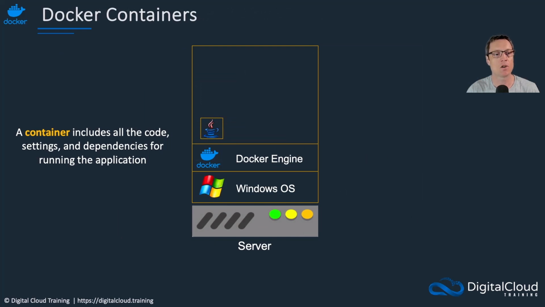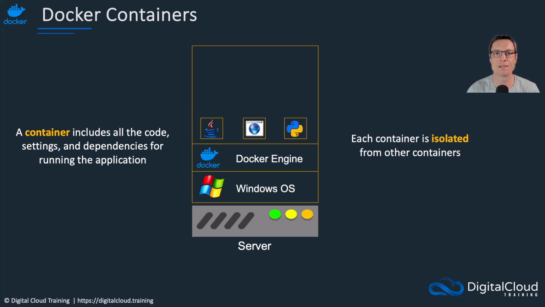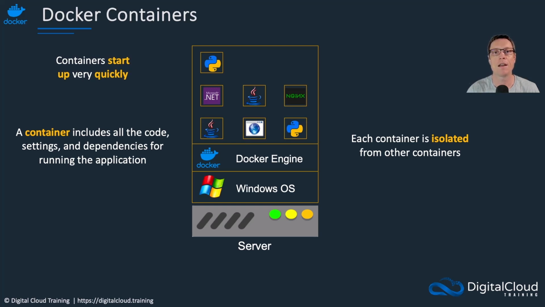Each container includes all the code, settings, and dependencies for running the application. But it's not an operating system instance. There's only one operating system here, but we're running multiple containers. Each container is isolated from other containers. So you can see we're running lots of different types of applications. The containers start up really quickly, much faster than an instance would on EC2, for example. And that's because there's less to start up. You're not booting up an operating system, which can take significant time.